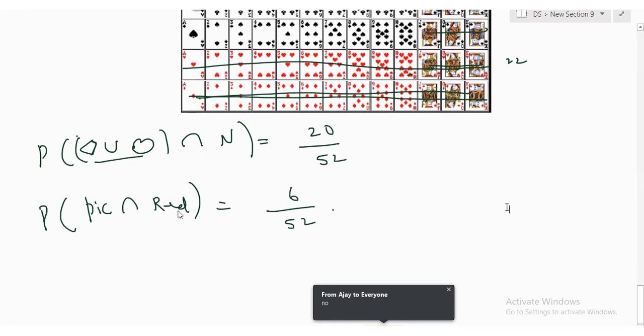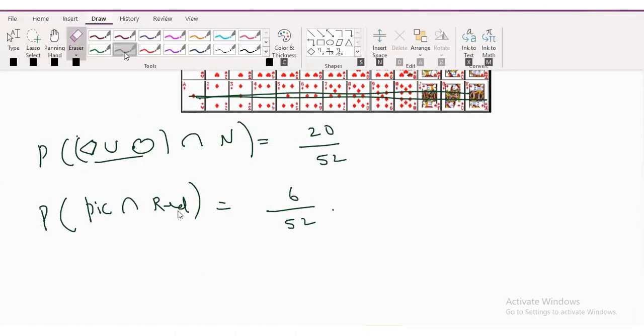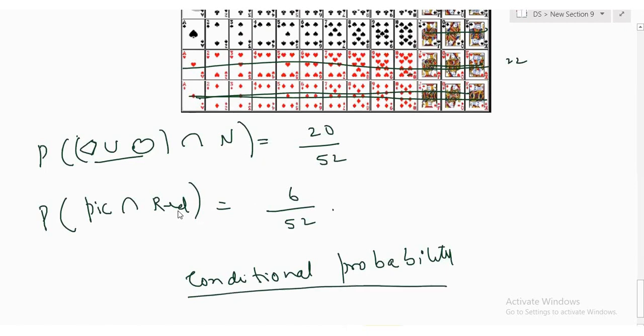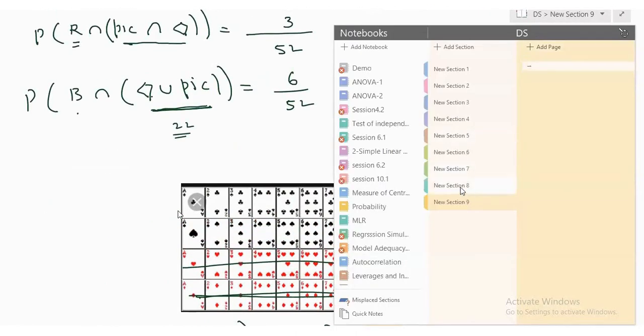Okay. Now, conditional probability. Whatever you guys learn, that's good enough. But before moving to conditional probability, let us calculate the probabilities for the problem which we solved.